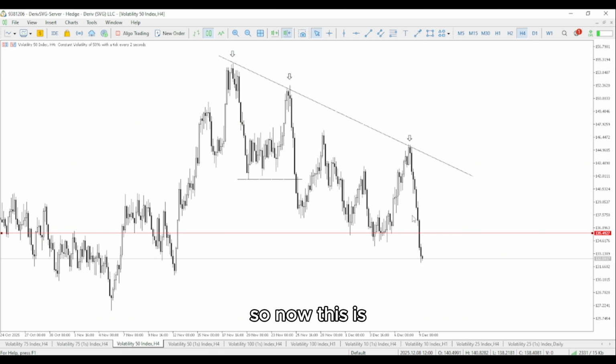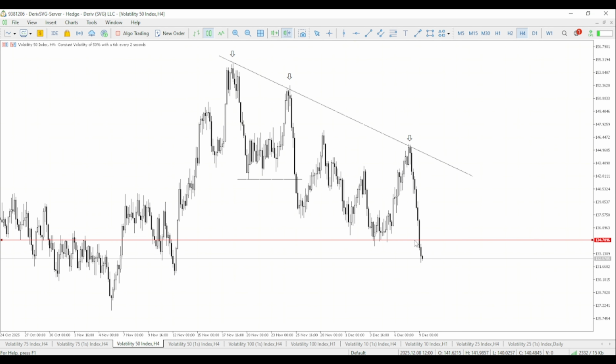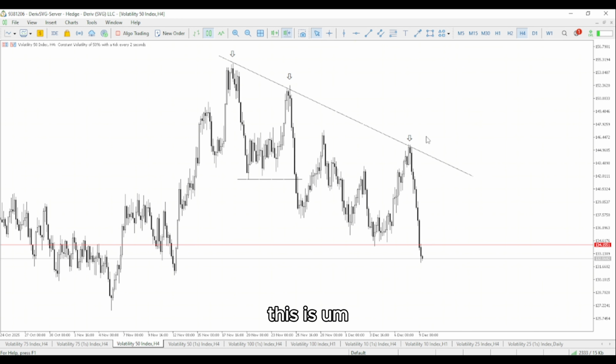So now this is the trend line we're looking at now. We got the first touch, the second touch, and this is the third touch right here. Now let me just quickly draw a support trend line below this one.